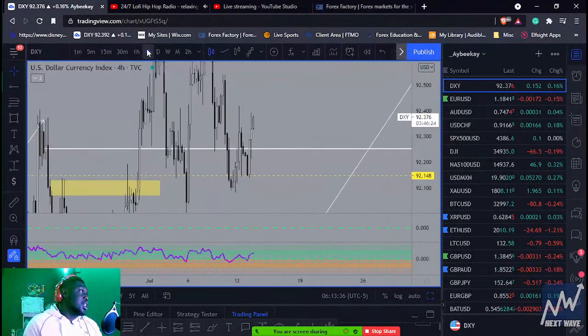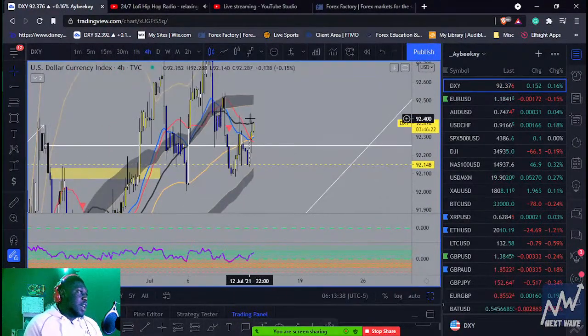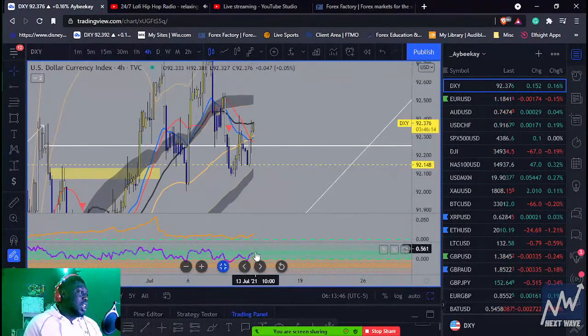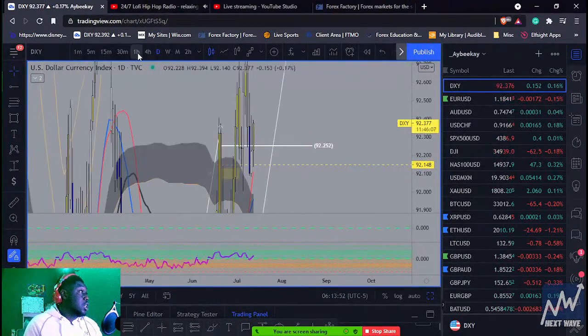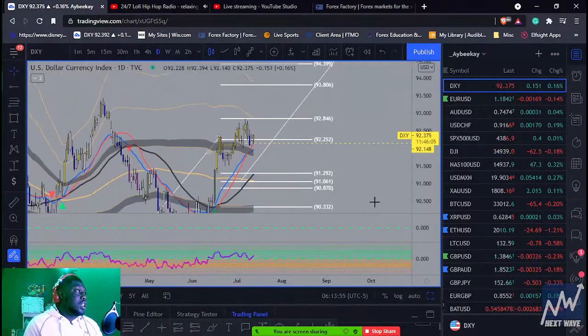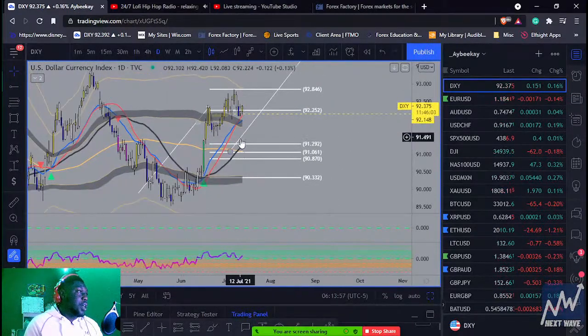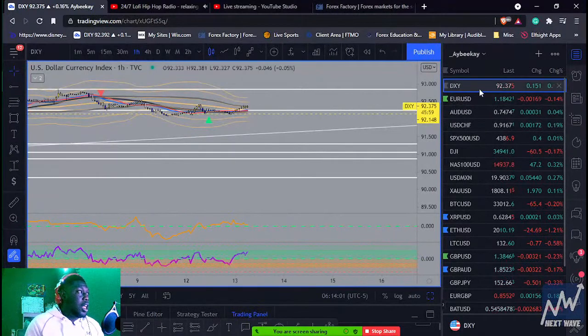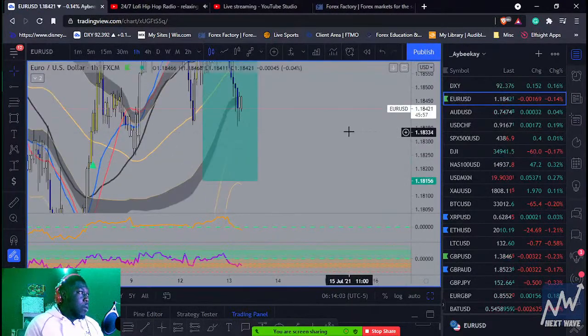So I'm going to be watching with the rejections. On the 4 hour time frame, the RSI line was getting rejected. So same thing, just really watching and seeing what price is going to do. The 4 hour time frame on arbitrage is showing it's going to be bullish, so I expect price to continue going bullish. And the daily time frame is bullish, but again, I want to see price drop down to like 91.061 before I look to buy the DXY once again, right?